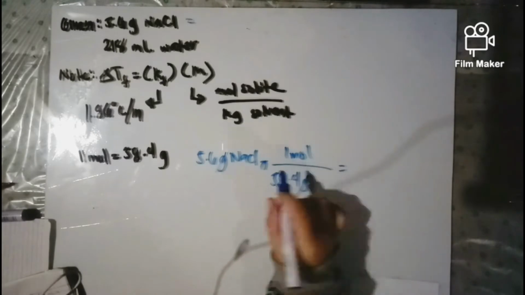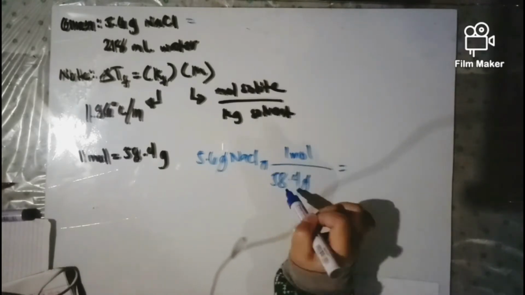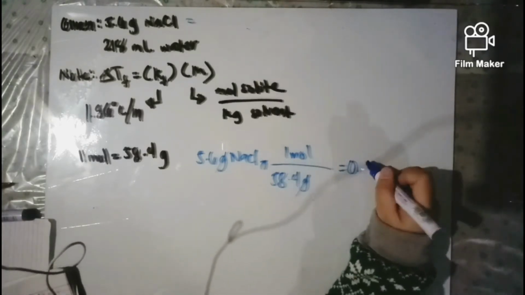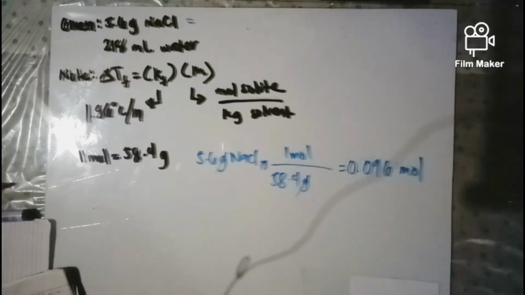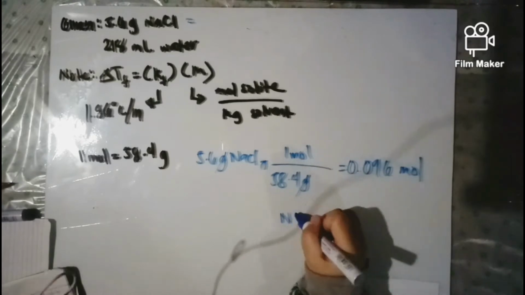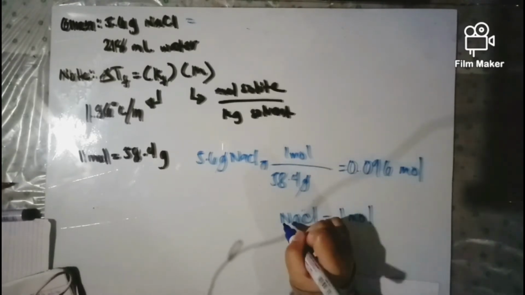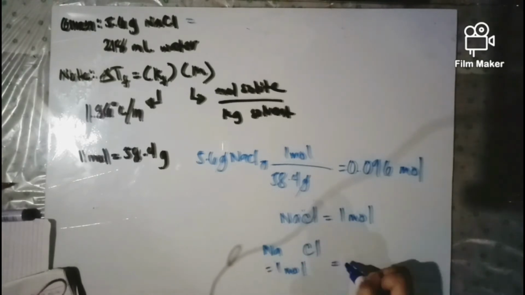Let's cancel all the gram. 5.6 multiplied by 1 is 5.6, divided by 58.4. That makes 0.096 mole. But remember that NaCl is not 1 mole of particles, because Na and Cl are 1 mole and 1 mole.